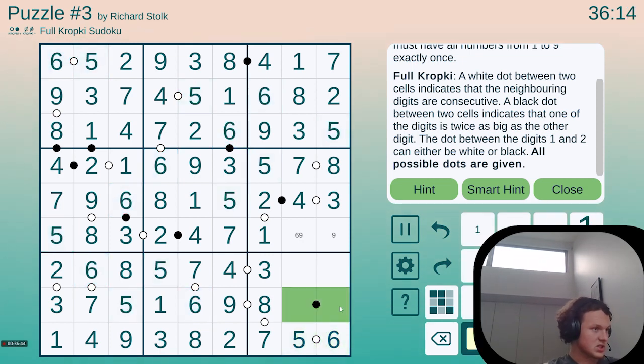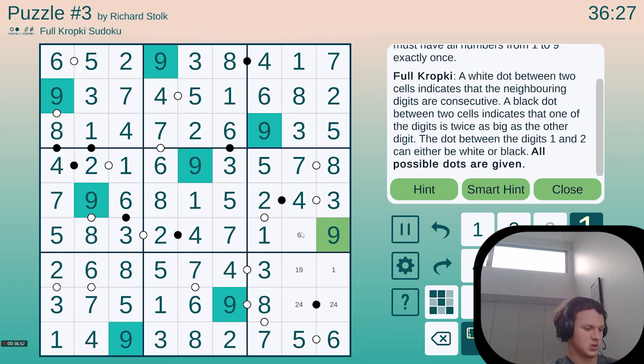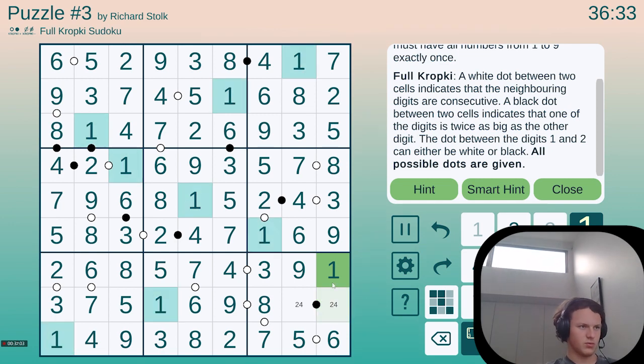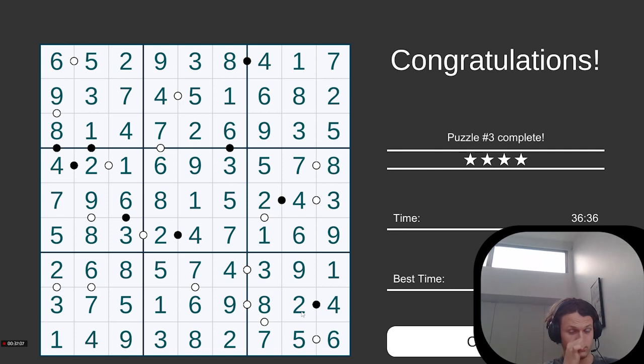Okay, now this has to be a 2, 4, which works because it's a black dot. This has to be a 1, 9. I know a 9's there, 6 there, 1 there, 9 there, and then the consecutive rule, that can't be a 2, so that's a 4 and that's a 2. Solved. 36, 36.